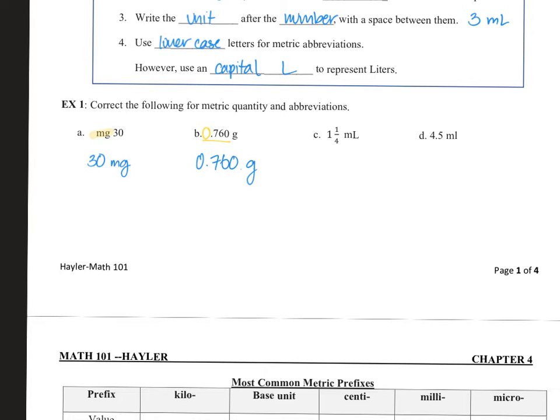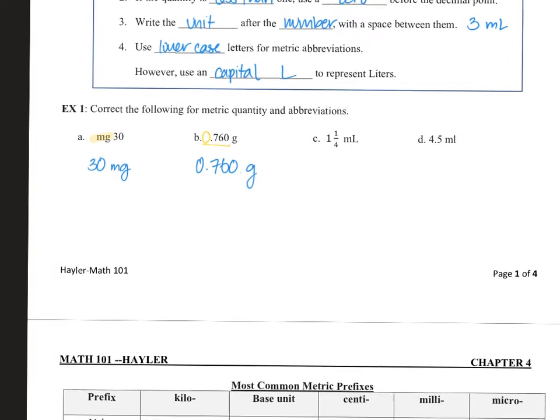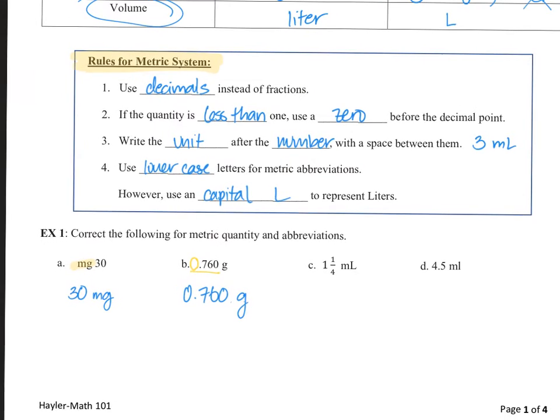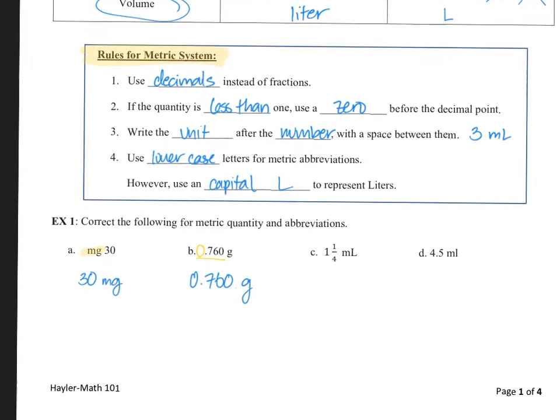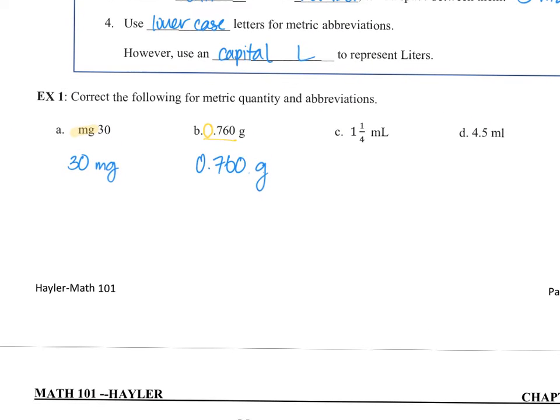All right, the next one. 1 1/4 ml. Well, if we take a look at the first rule right here, we should be using a decimal instead of a fraction. Okay, so we're going to go ahead and change that to a decimal. And the decimal value for a fourth is going to be 1.25 ml.